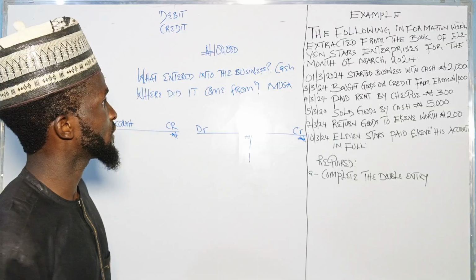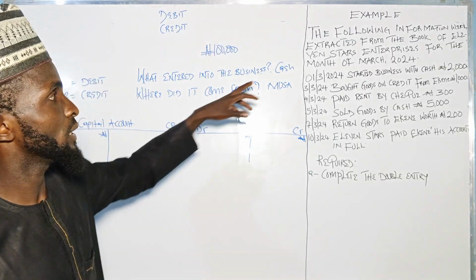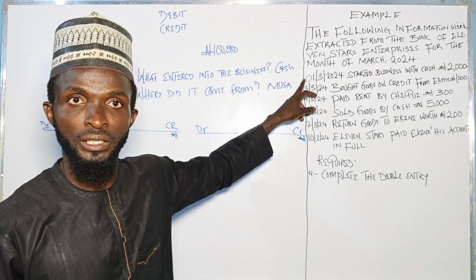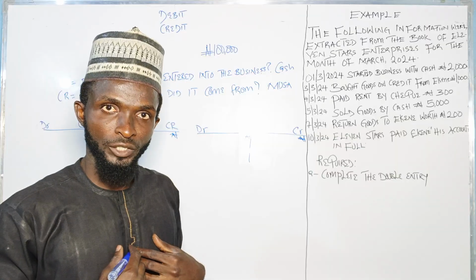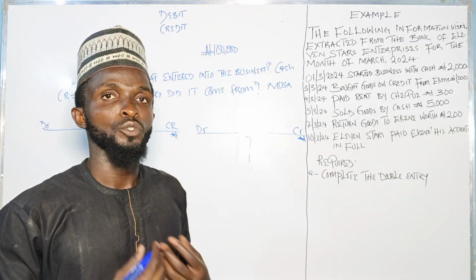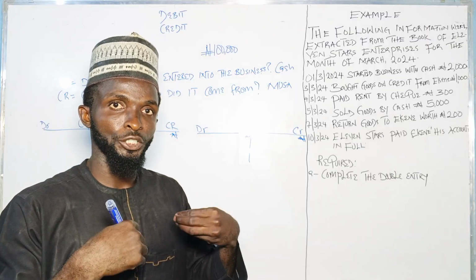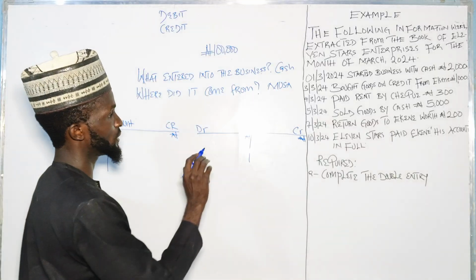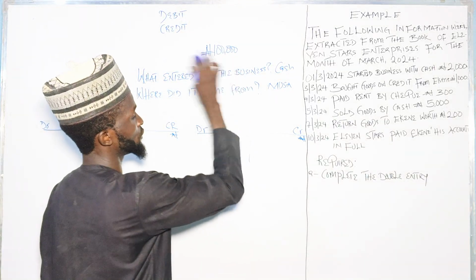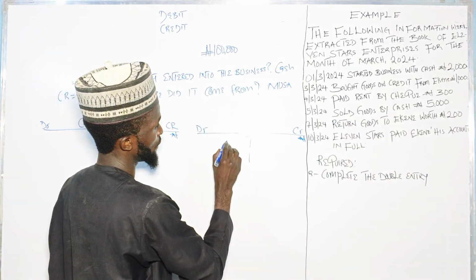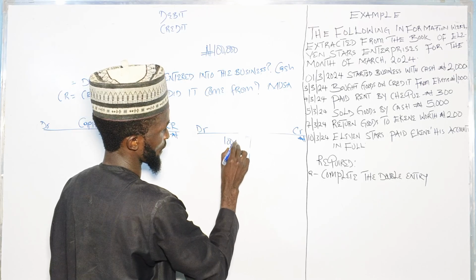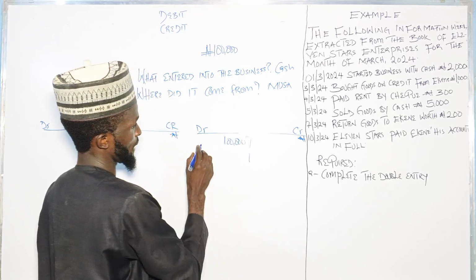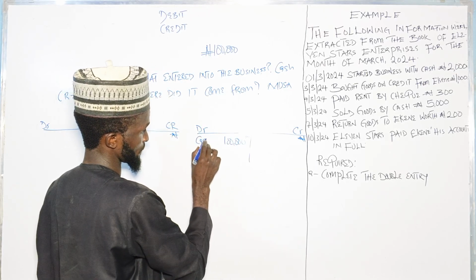Now, going back to this earlier example of Musa, where he introduced 100,000 naira for the purpose of business. Now we have answered this question earlier. What entered into the business? Cash. Therefore, we debited cash because we said debit is the receiver. So you are going to debit cash account with the amount that we mentioned, 100,000. Come and write 100,000. Then you come and write the name capital.